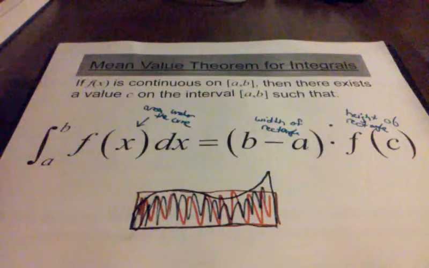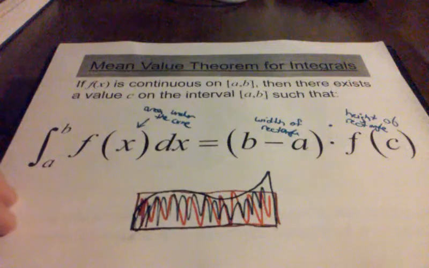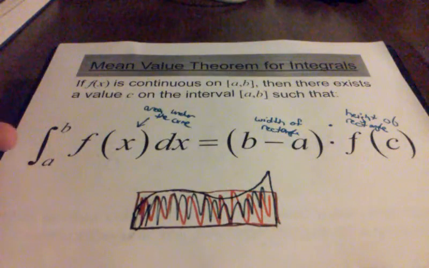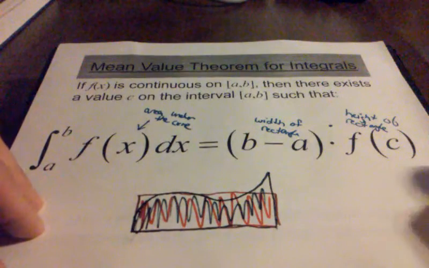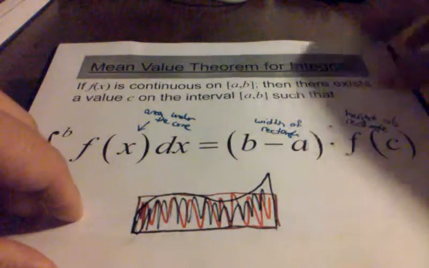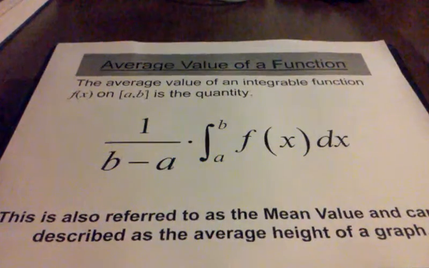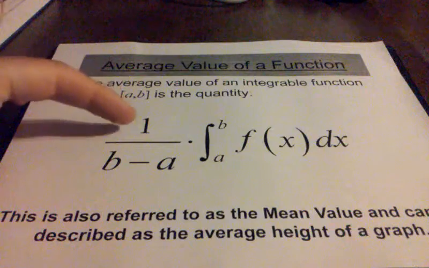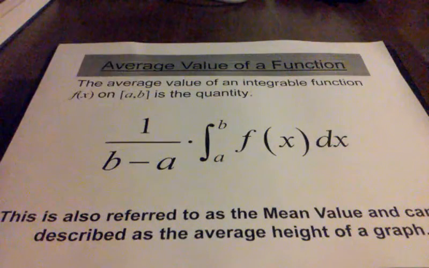Now, we're going to use this mean value theorem, do some manipulation to it, and come up with a formula for the average value. I'm not going to show you how to derive it, but you basically use the mean value theorem to derive the formula for the average value. Here's the formula for the average value of a function. If you have an interval a to b, you find the average value by taking 1 over b minus a and multiplying it by the definite integral of the function.